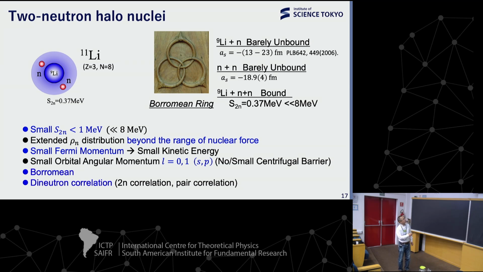So the conditions of these 2-neutron halos are basically similar to the 1-neutron halo nucleus: small separation energies, extended density distribution of neutrons beyond the range of nuclear force, small Fermi momentum, and small orbital angular momentum, L equals 0 or 1. But the 2-neutron halo has a property of Borromean character and often dineutron correlation. A dineutron correlation means a 2-neutron correlation that is spatially correlated.